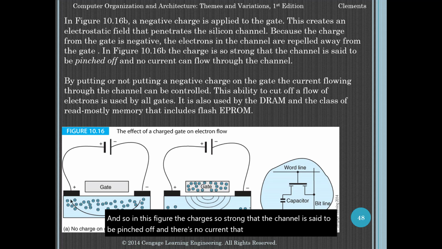So by putting or not putting a negative charge on the gate, the current flowing through the channel can be controlled. This ability to cut off the flow of electrons is used by all gates, and it's used by the DRAM and by a class of read-mostly memory, like our EPROMs. And that is essentially how it works.